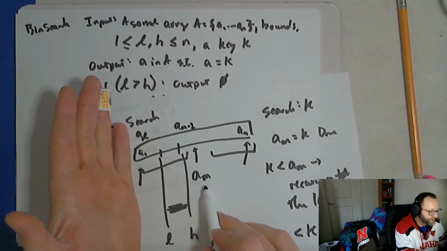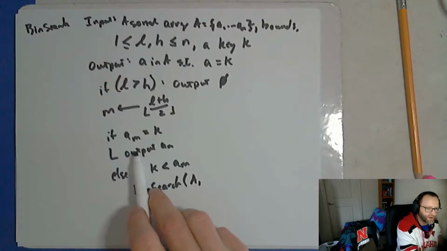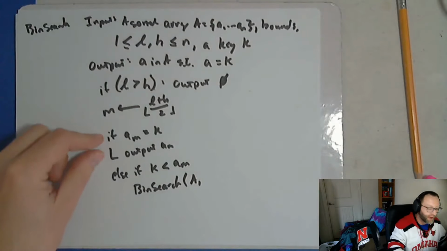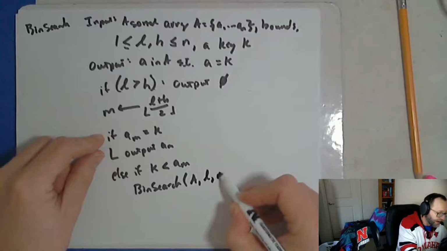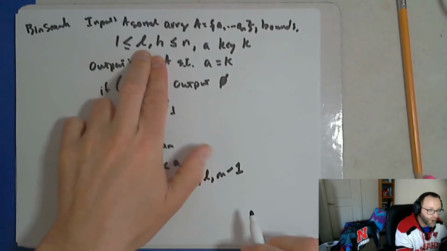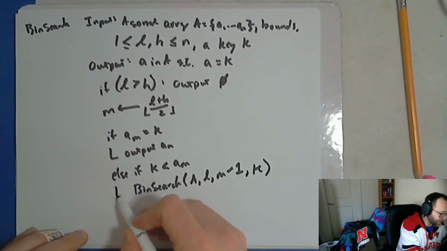Some implementations do, but I'm not going to include A sub M simply because we already checked for it. Why should I continue to keep that in my search if I know that that's not the thing that I'm looking for, because I've ruled that out from these two lines right here. So I'm going to go with L and M minus 1 as my low and my high. And of course, key K is unchanged here.